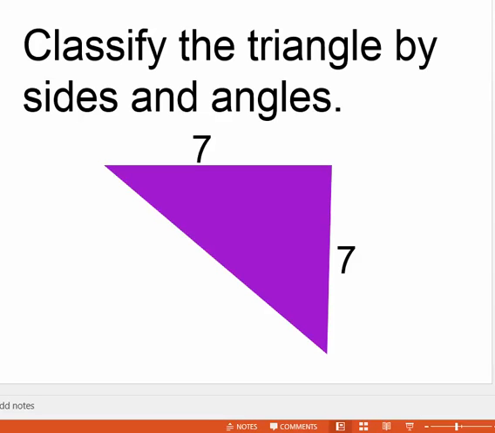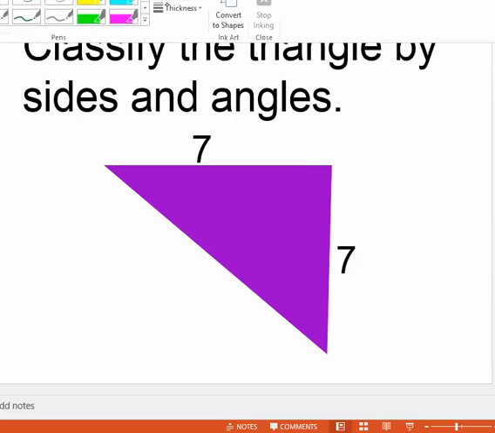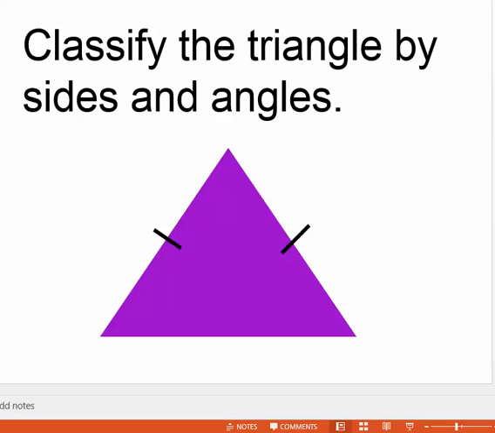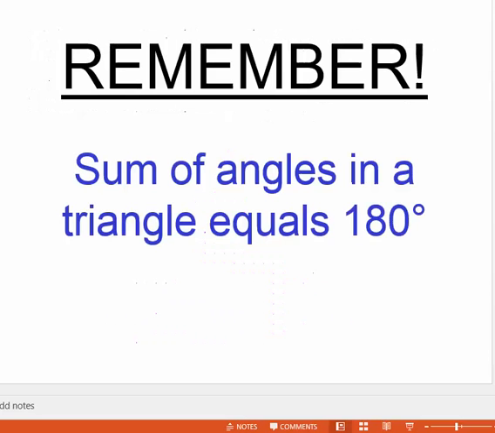This one here is an isosceles triangle because two sides are both 7. The opposite side over here is much larger. It's opposite the right angle, so it would be considered a right isosceles triangle. Sides and angles, two sides are congruent, so therefore it is isosceles.